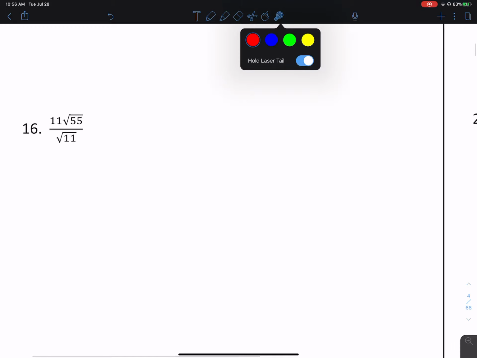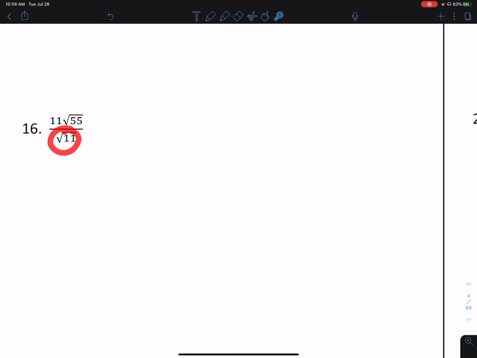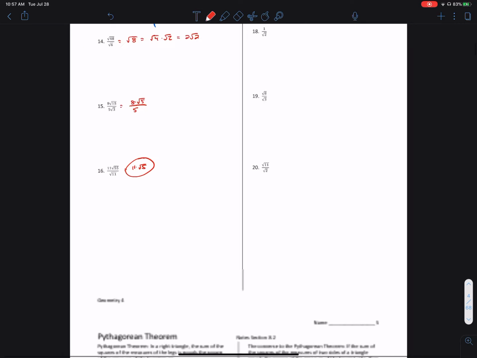Number 16, I can divide square root of 11 into square root of 55. It's going to go square root of 5 times. If you divide square root of 11 by square root of 11, you're left with 1, which we don't typically write if it's on the bottom. This is a simplified radical, so that's our answer, 11 square roots of 5.